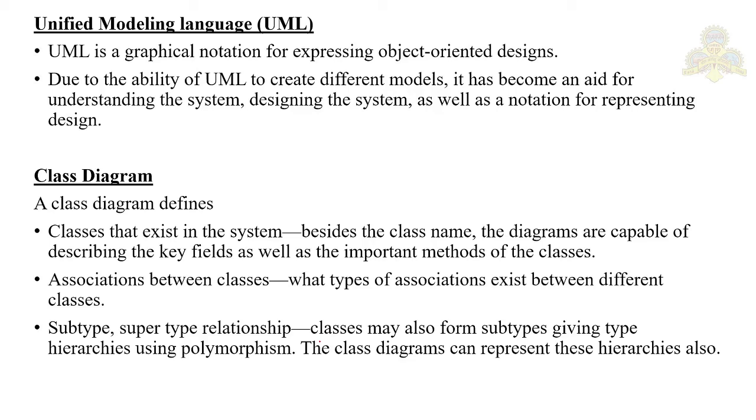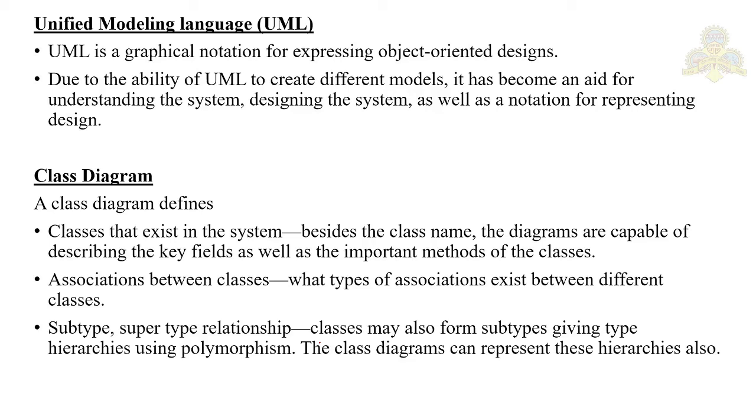So whenever you want to create a design using these object oriented concepts, you make use of UML. Okay, so due to the ability of UML to create different models, it has become an aid for understanding the system, designing a system, as well as the notation for representing the design. So there are n number of UML diagrams. For example, you have sequence diagrams, class diagrams, collaboration diagrams, object diagrams, activity diagrams. So the list is long. Okay, so we'll consider a few of them in the discussion.